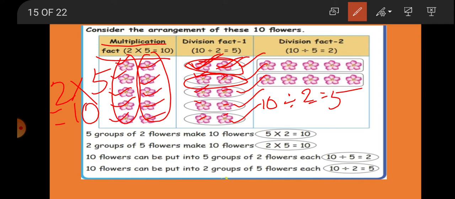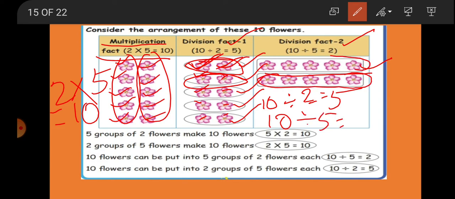This is division fact 1. This is division fact 2. If 5 flowers are there in one group, so 10 divided by 5, how many groups will be there? 2 groups will be there. See here, 5 groups of 2 flowers make 10 flowers.